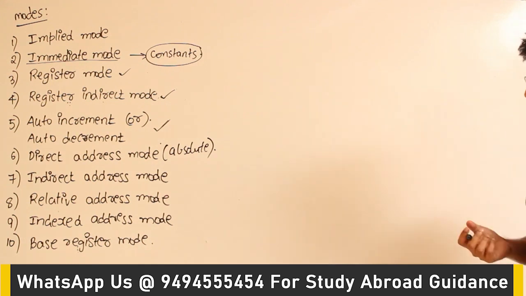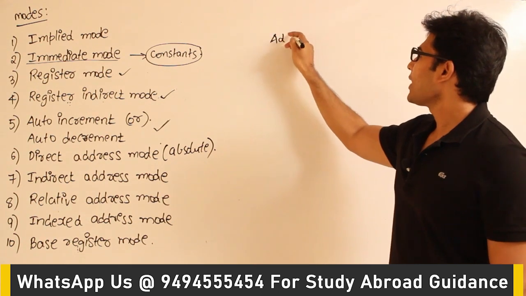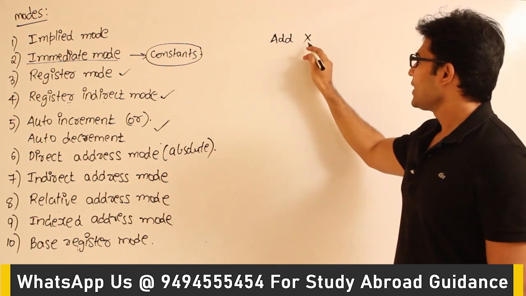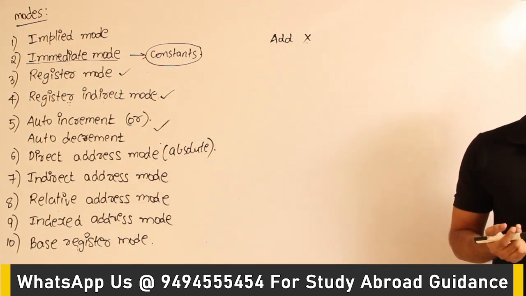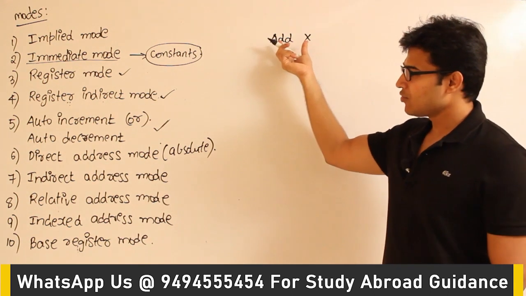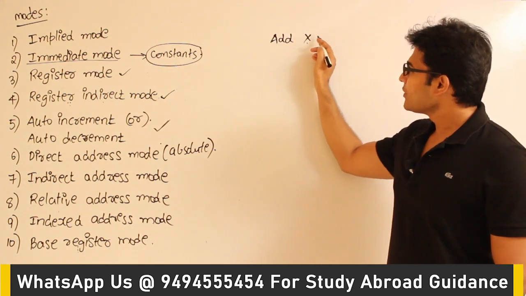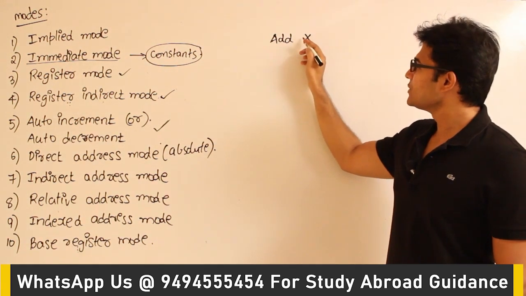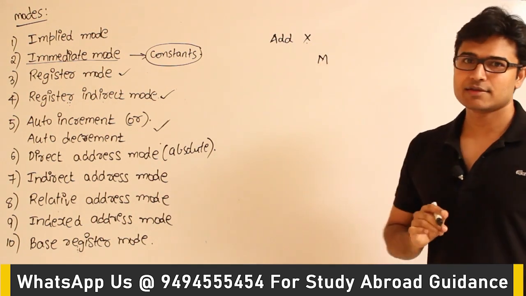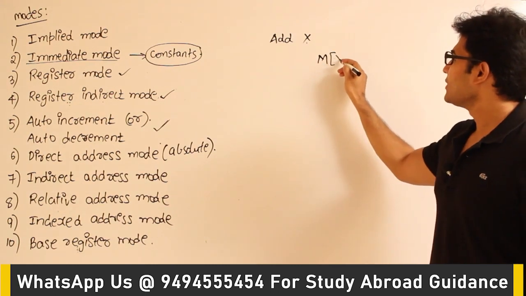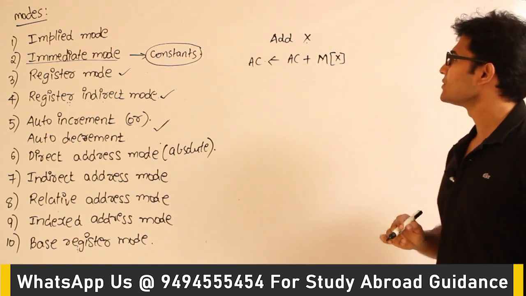So let's see this. The first one is direct addressing mode. If you have an instruction add x, where x is a number, and it is given that the addressing mode we are using is direct addressing mode, then it means we are supposed to go to the memory and access the word which is present at address x, and then add it to this. This is the meaning of it.